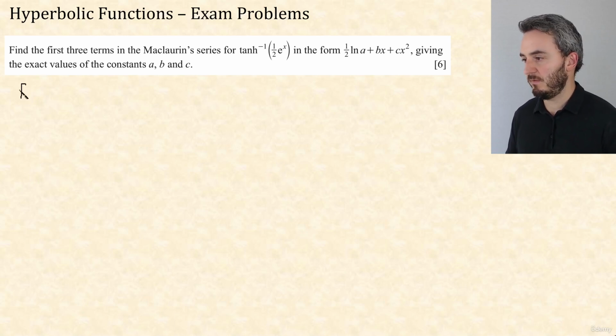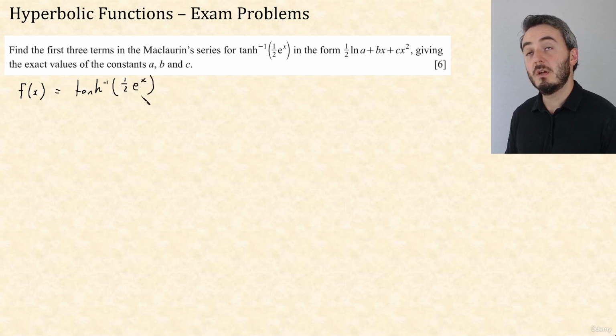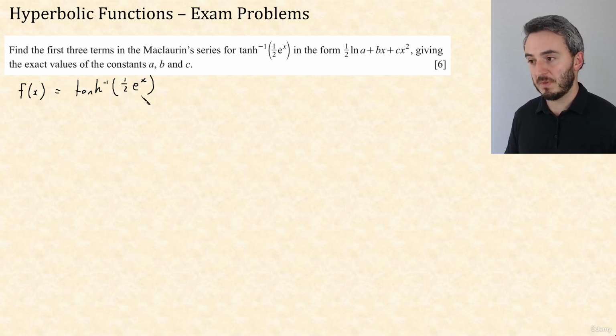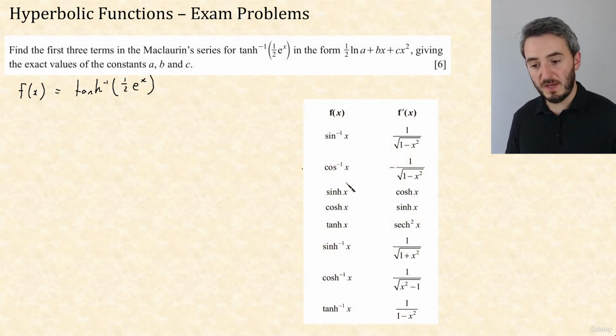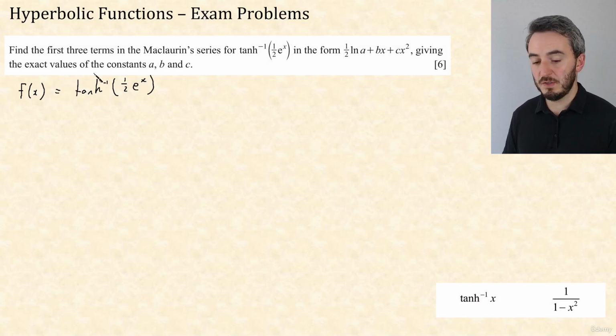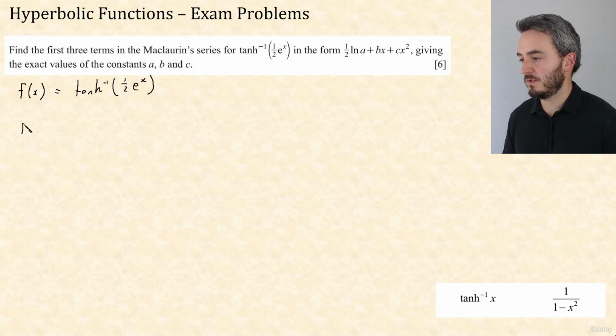Okay, so my f of x is tanh inverse of half e to the x. So I've got a couple of options here. I could either express the artanh in terms of log, or I could just use the result from the formula book to help me differentiate this. Remember that you get this little table in your formula book, and look, there's the derivative of artanh x down here. So with that in the back of my mind, I can use the chain rule to differentiate this.